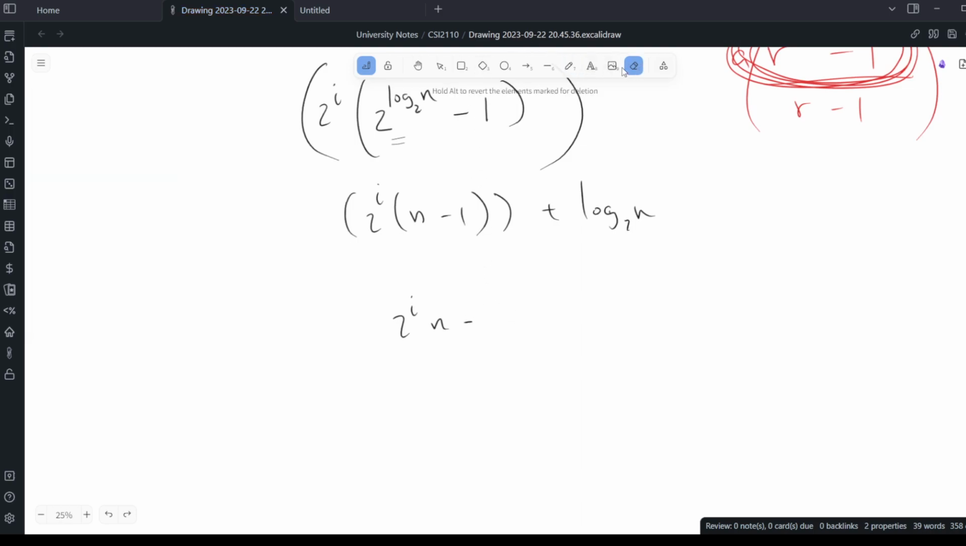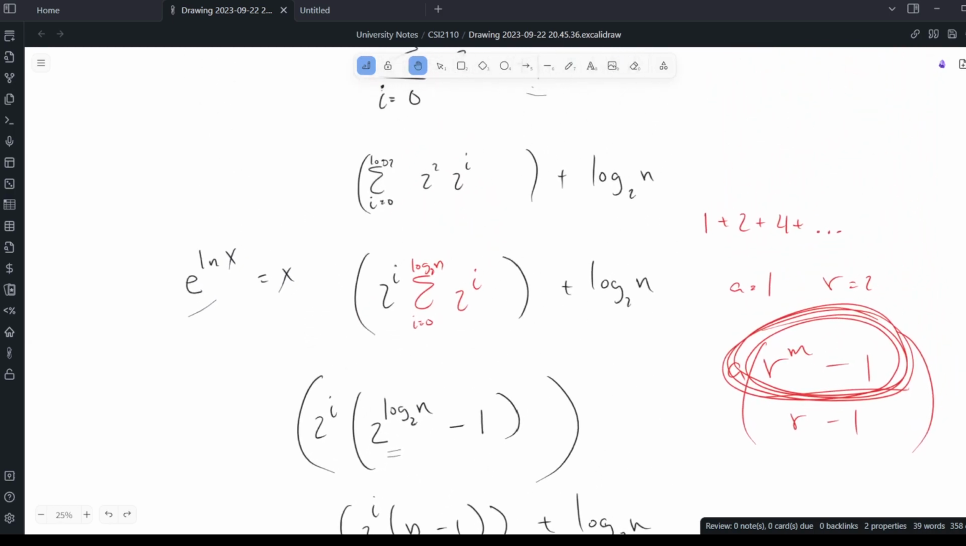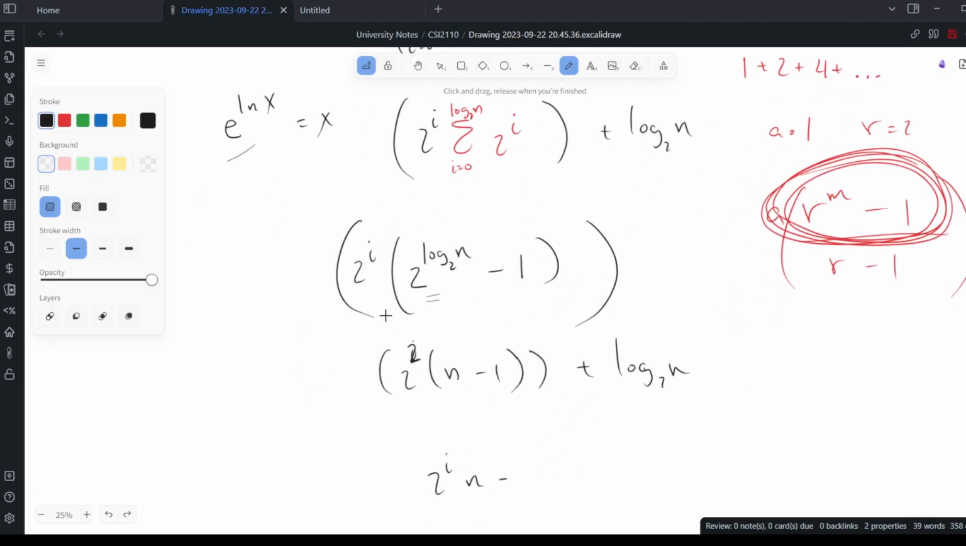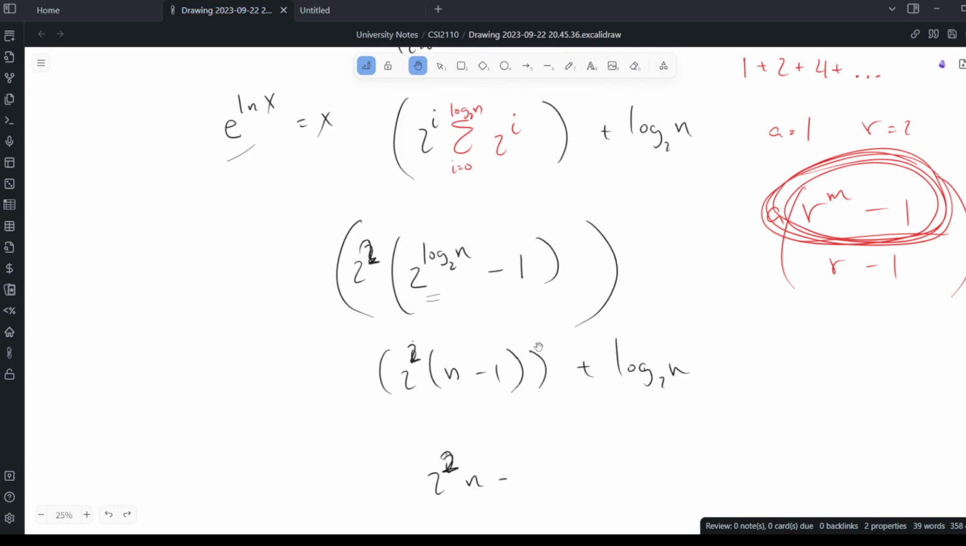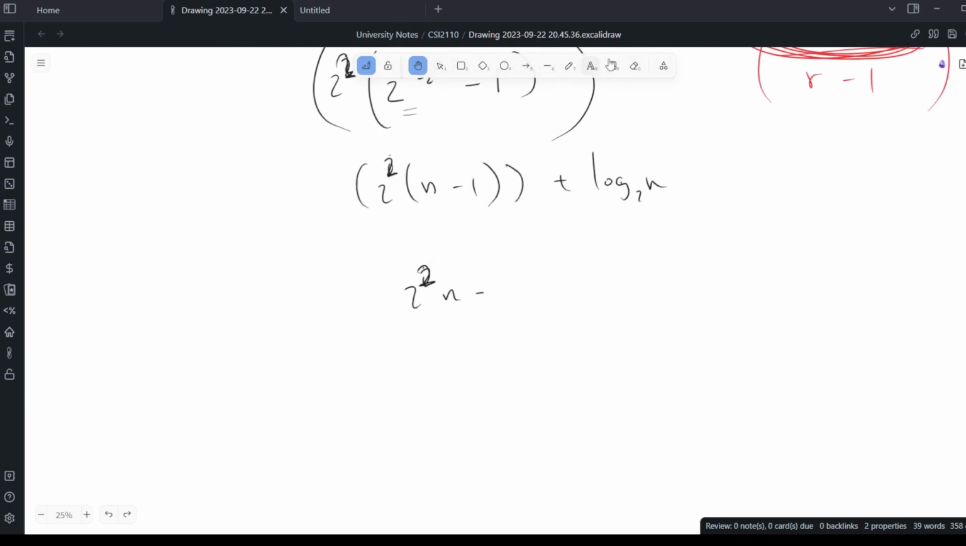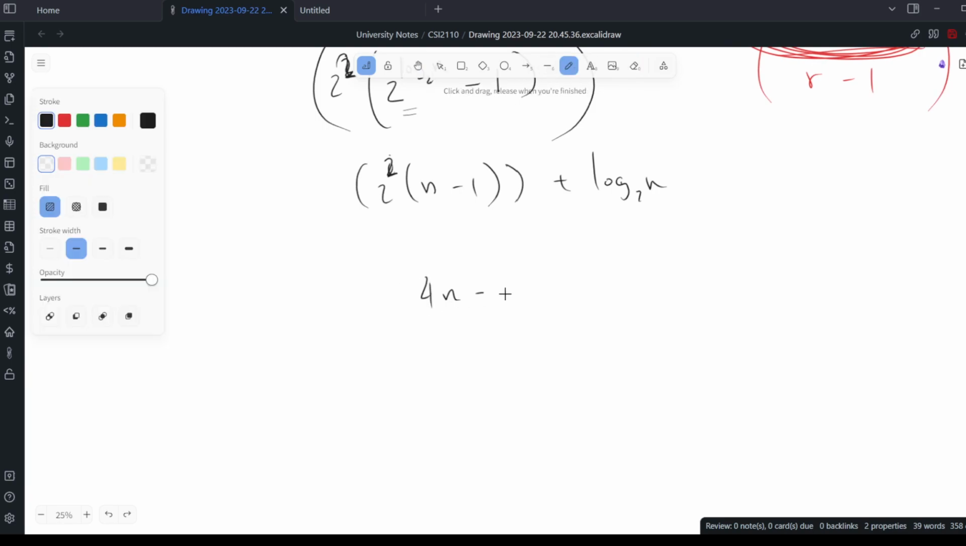Oh wait, why do I have 2i still? My bad, it's not 2i, it's 2. It's supposed to be a 2 here. Okay, that's supposed to be a 2. So 2 to 2 squared, I'm just going to write it as 4. There's no need for that basis thing anymore. So I just get 4n minus 4 plus log 2n.